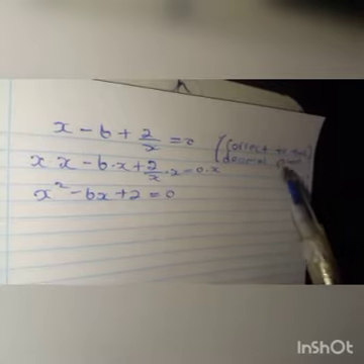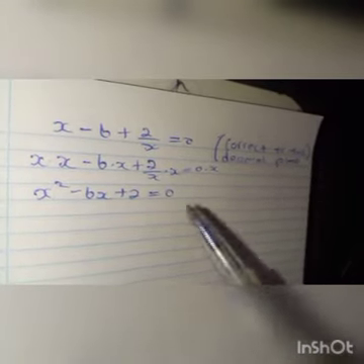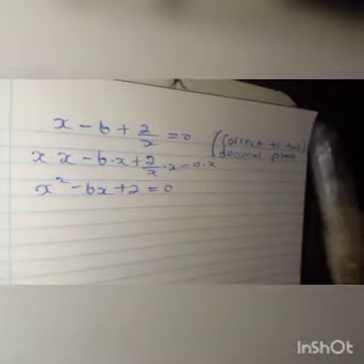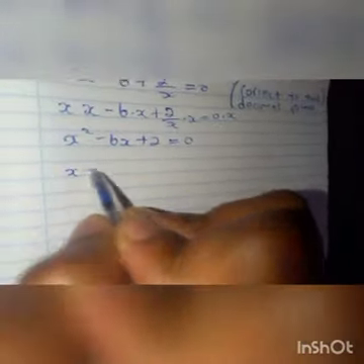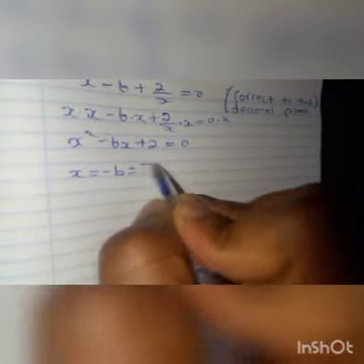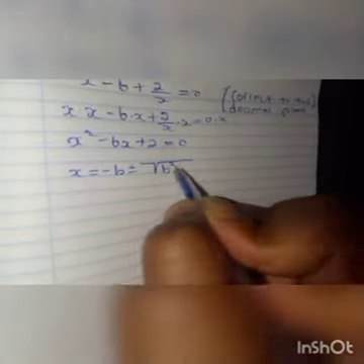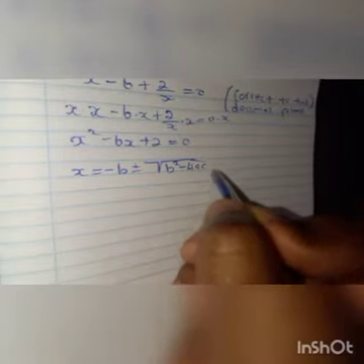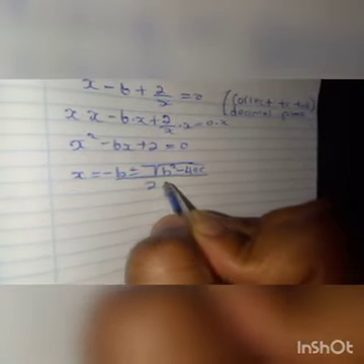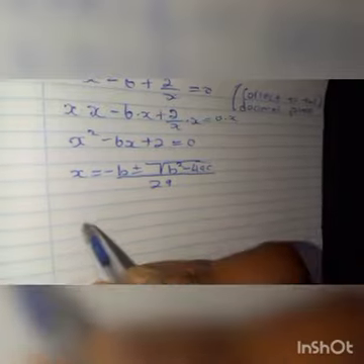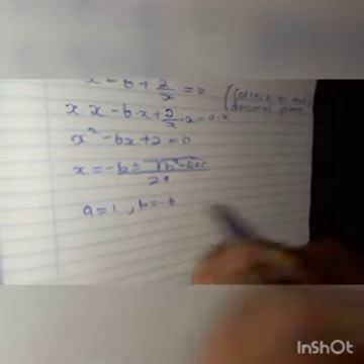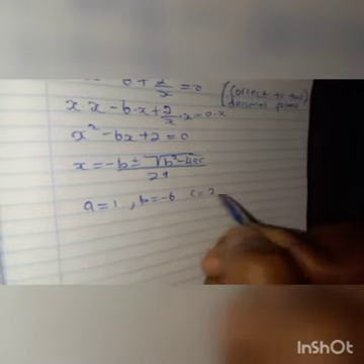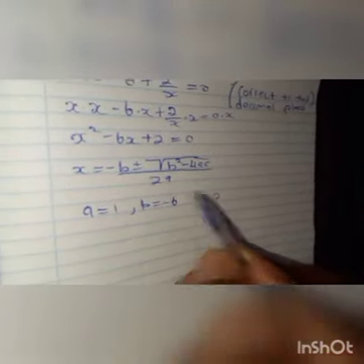Okay, then from here they said that we should correct this to two decimal places, meaning that we are not able to factorize this equation. We're just going to use the quadratic formula, which says x is equal to minus b plus or minus the square root of b squared minus 4ac, all divided by 2a. Then we're going to identify the value of a, which is 1, the value of b, minus 6, and the value of c, which is 2. Then we're going to substitute these values here.